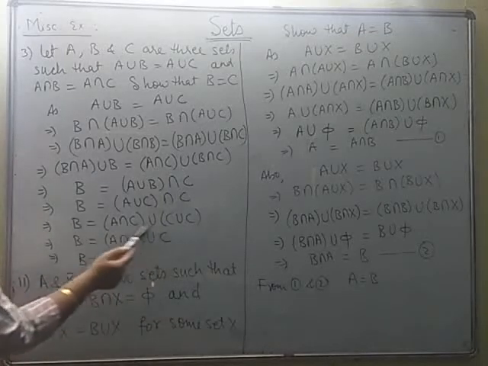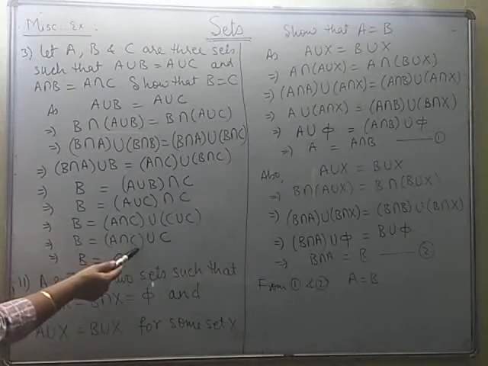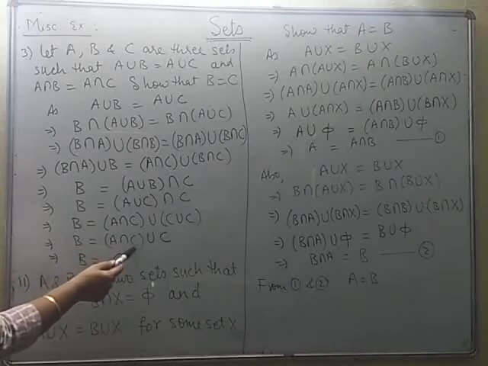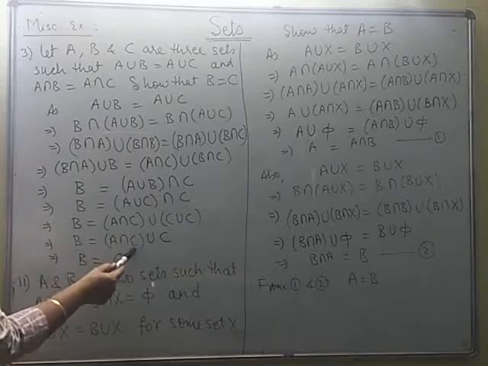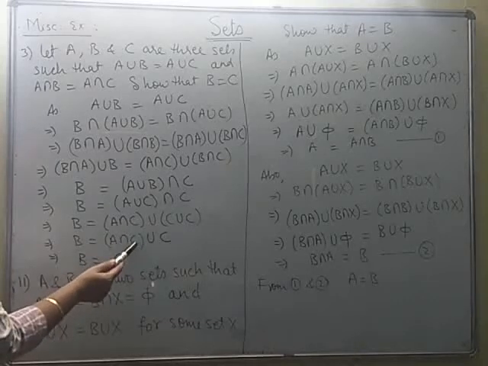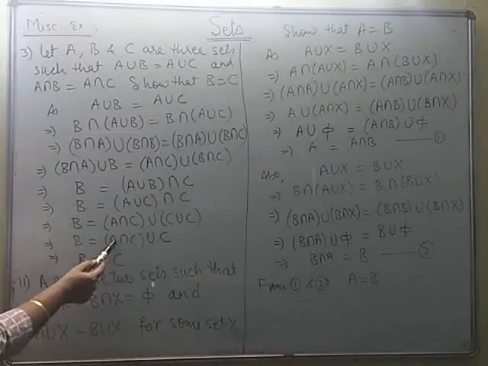Let us see what this will result in. So you are taking the intersection of A and C. That means the elements common to A as well as C. So that will give you a part of C which is also included in A.